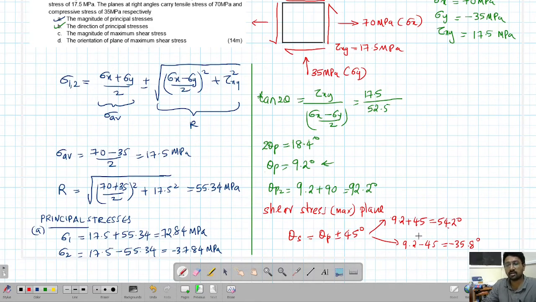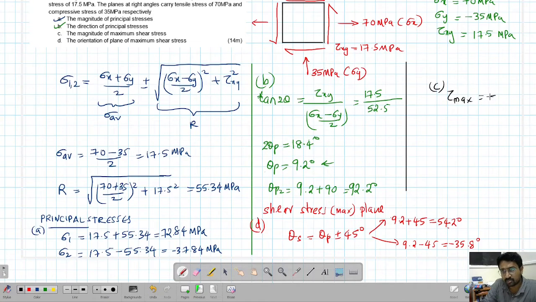Okay, so these are the planes for maximum shear stress. Then one last answer which we have already found is maximum. So this is D. This is D. This is B. And the last part is C that we have to find. C is very easy. We have already found the value of C. So C is for maximum shear stress.